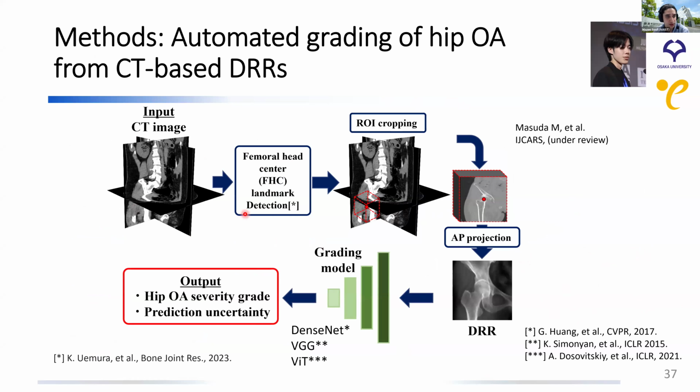Starting from the CT image, we automatically allocate the femoral head part, crop the image, and apply an AP projection to obtain the DRR image, and use this image as input for a deep learning classification model or regression to obtain the final grade. So in his paper, he tried both systems, the classification-based and the regression-based, using 3 different architectures, including the ViT model that I have earlier introduced.